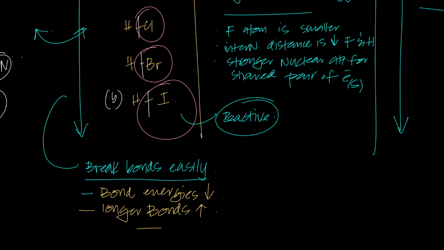The examiner can ask you, why is it easy to break these bonds? Because it has lower bond energies, less energy is required to break them, and they are longer bonds. And if the examiner asks you why, you know why: larger atom, less orbital overlap, weaker nuclear attraction for the shared pair of electrons, and you can break the covalent bond more easily, right? Good stuff. We know that.